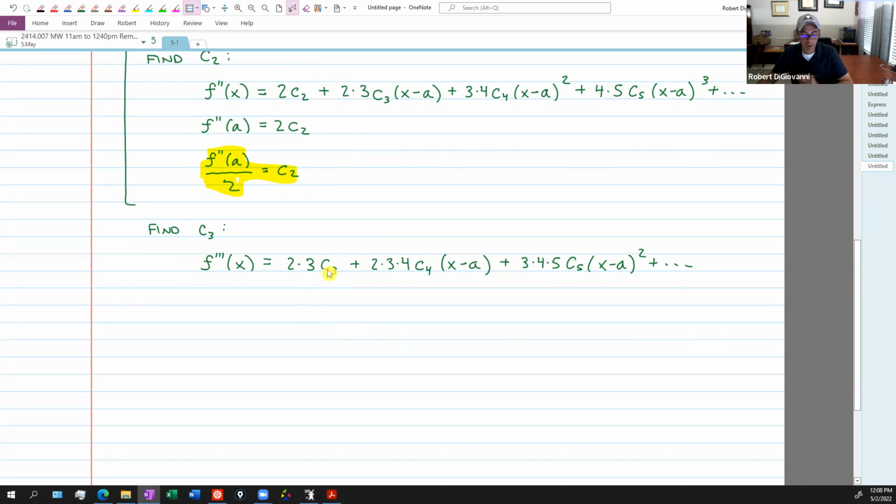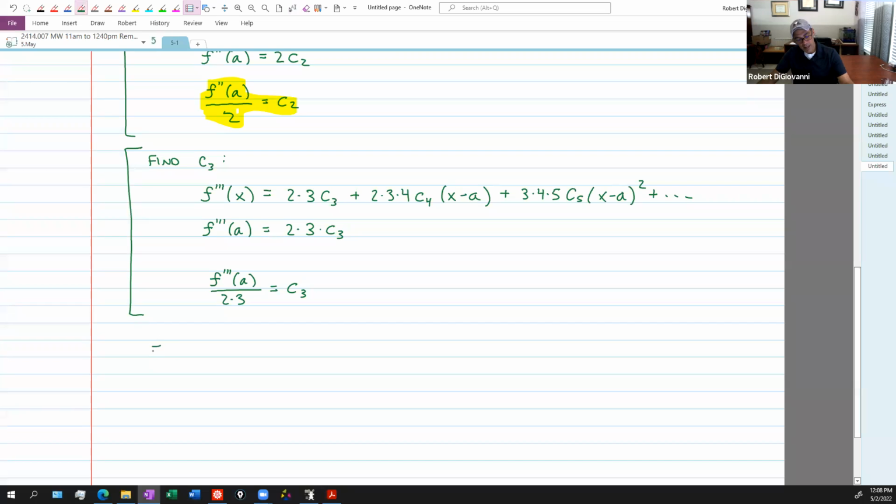I'm trying to solve for c sub 3. So I will plug in a now. Kills everything off but 2 times 3 times c sub 3. So I'll divide both sides by 2 times 3. Third derivative at a over 2 times 3 equals c sub 3. Are y'all seeing the pattern? I think so. Anyone have a question? We're developing the formula. We are creating the formula right now. We're just going to use it after we get it.